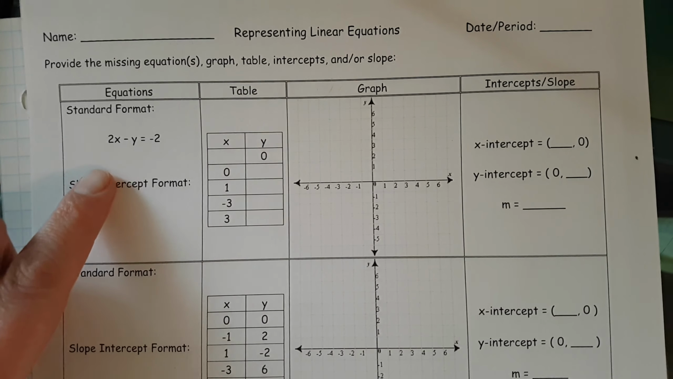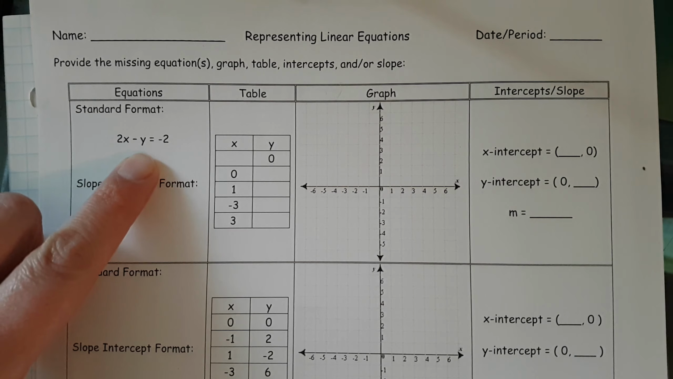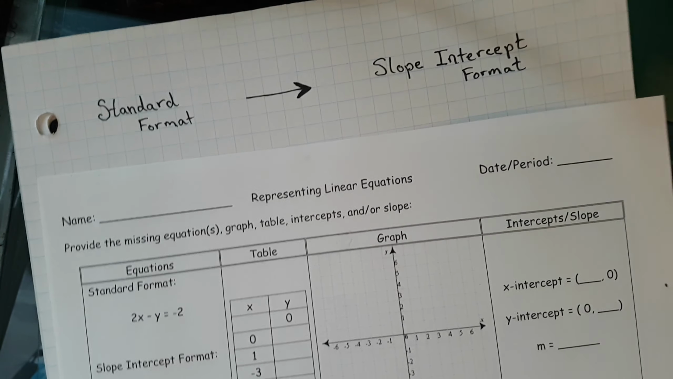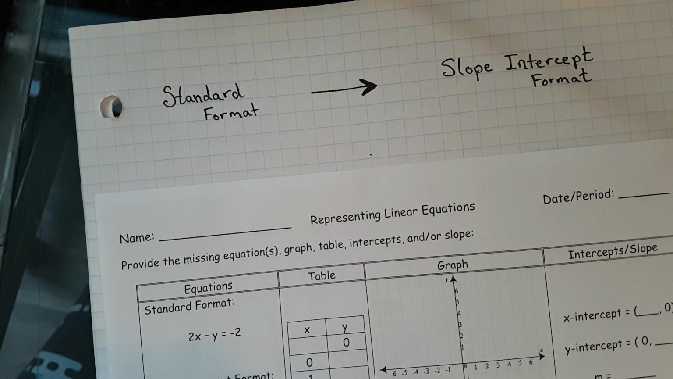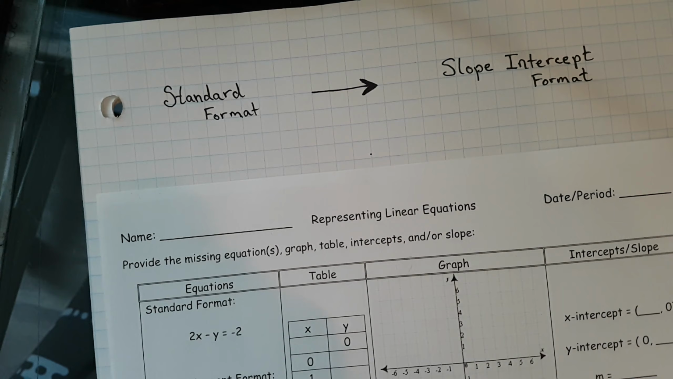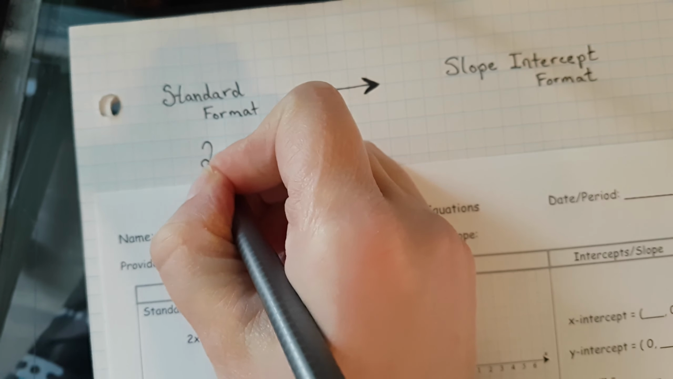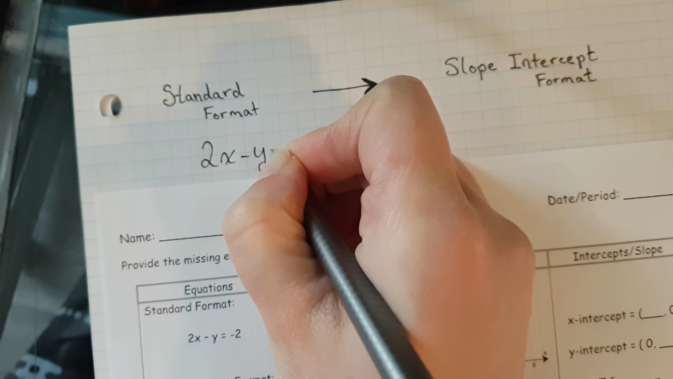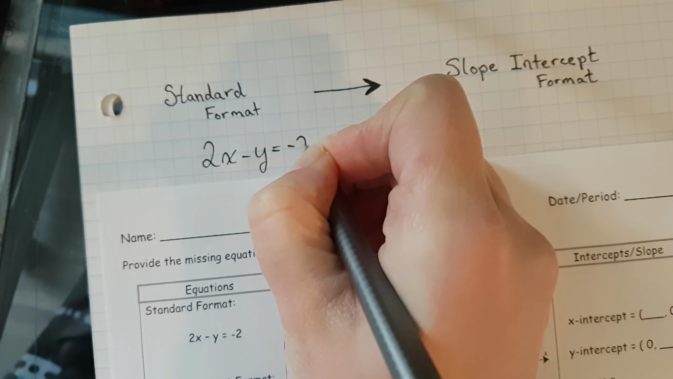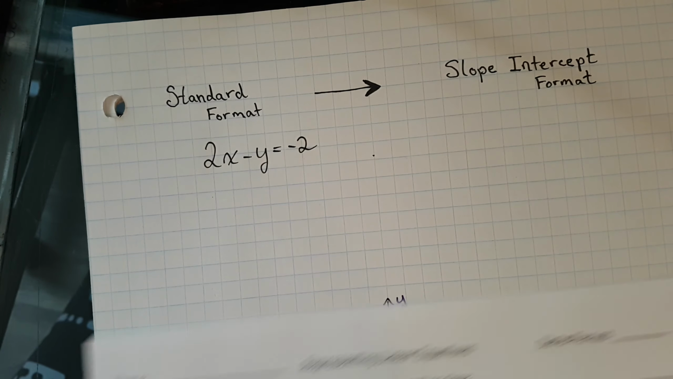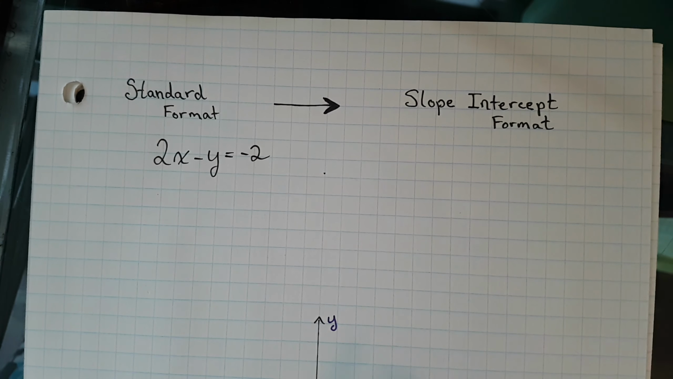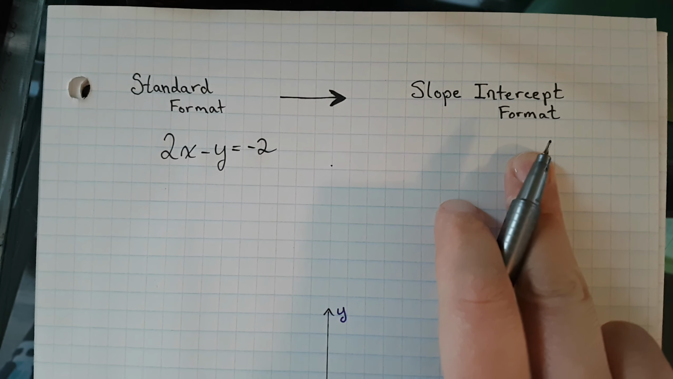Okay, so the first one is 2x minus y is equal to minus 2. And that is in standard form. So here, I'm just going to put 2x minus y equals minus 2 in standard form, and I want to get it into this slope-intercept format.